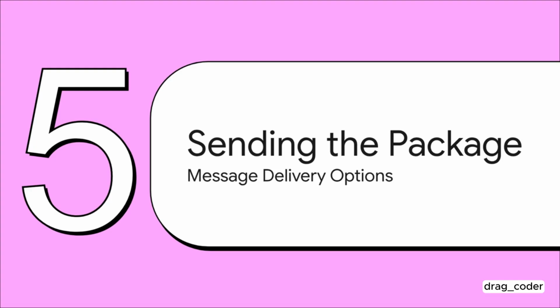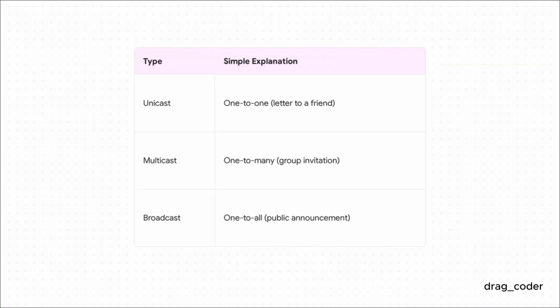But who exactly are we sending it to? Well, the network actually has a few different ways to handle that. So the network can deliver a message in 3 main ways. A unicast message is a private one-to-one delivery, just like a direct message. A multicast is one-to-many, which is perfect for sending something to a specific group, like all the players in an online game. And a broadcast is a one-to-all announcement, sent out to every single device on a local network.